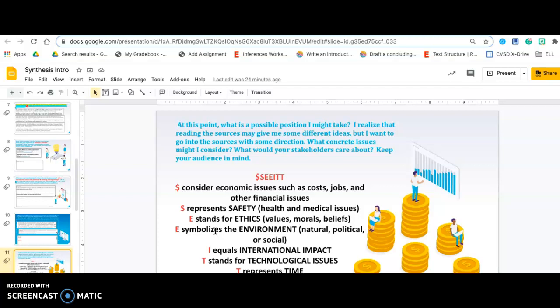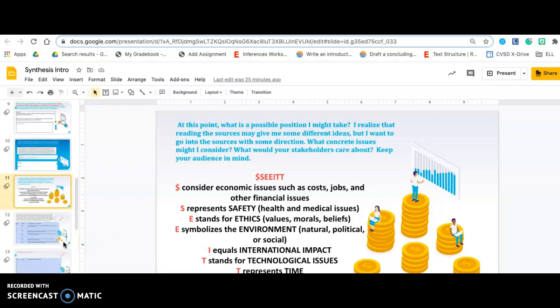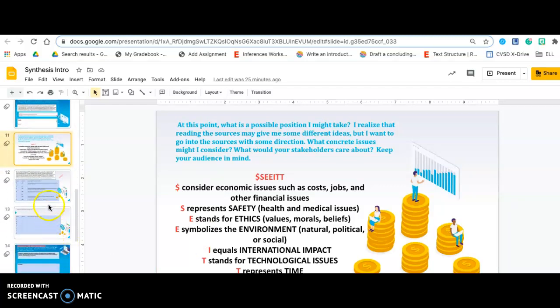How does it affect unemployment? Safety, health and medical issues, right? Ethically, how does it fit in with morality and the values of a country? E, the environment, how does it affect the environment? I, international impact. T, technological issues. And T, representing time. How much time would this actually take, or how is this affecting time?